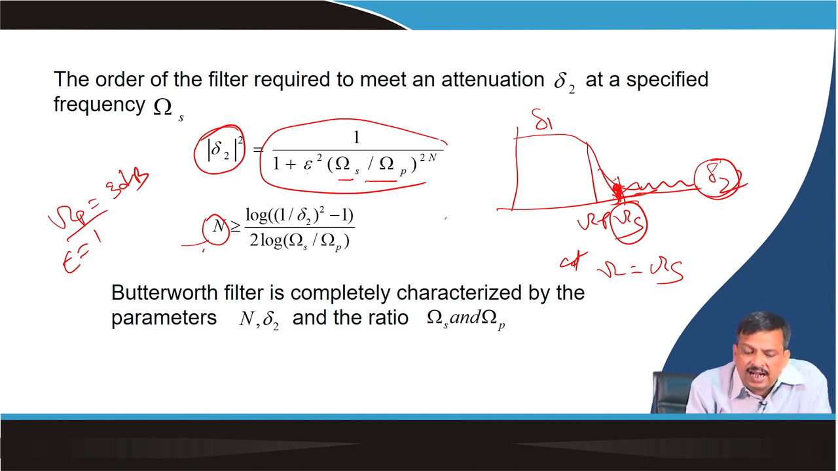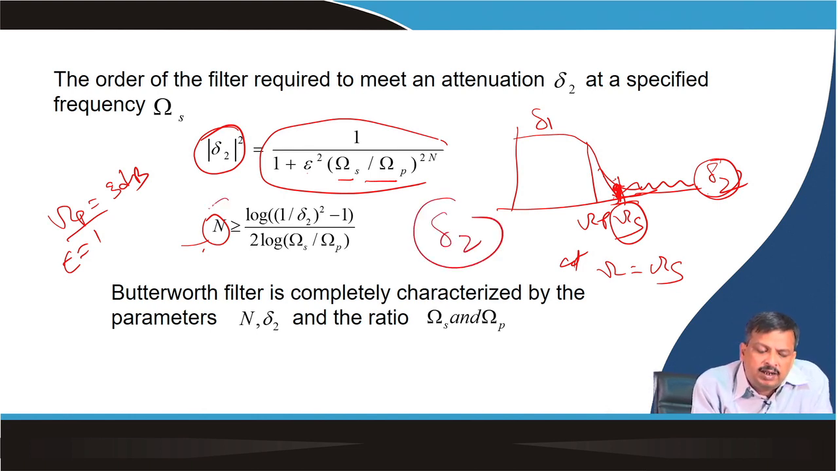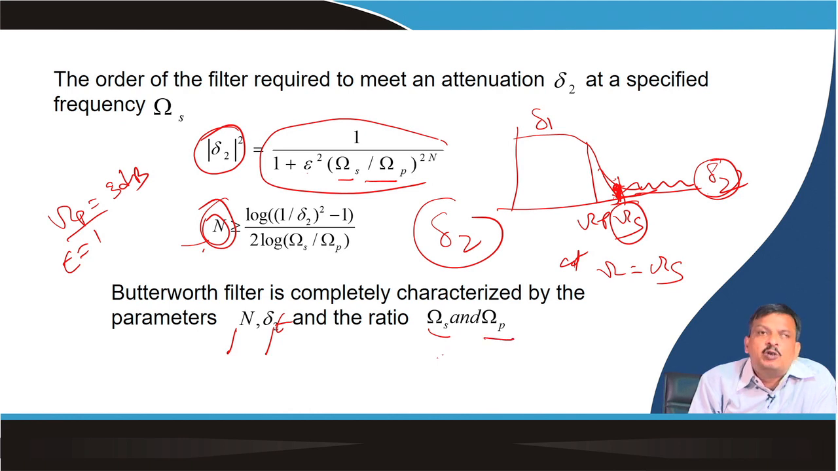So, if I know delta 2, I can calculate the n. So, I can summarize: n, delta 2, epsilon, and omega s and omega p characterize the Butterworth filter design requirement. So, I will be able to determine the Butterworth filter transfer function if I know omega s, omega p, delta, and epsilon; n I can derive. Or if n is given, then I can say what should be the passband ripple, and vice versa.